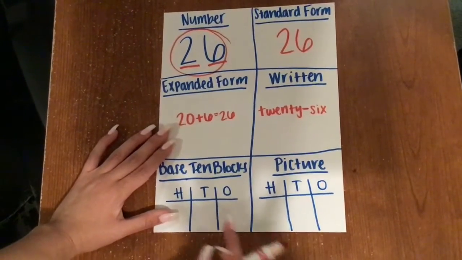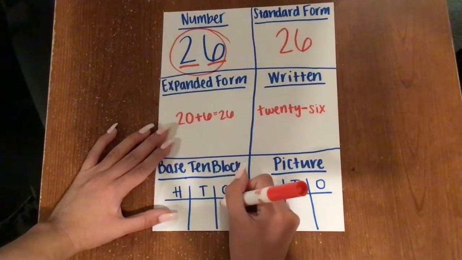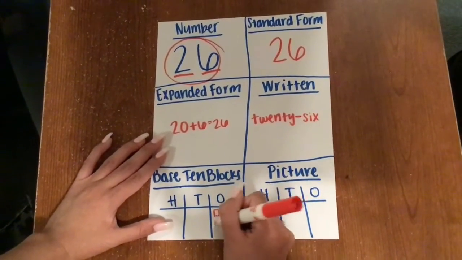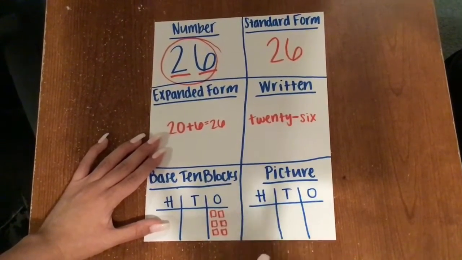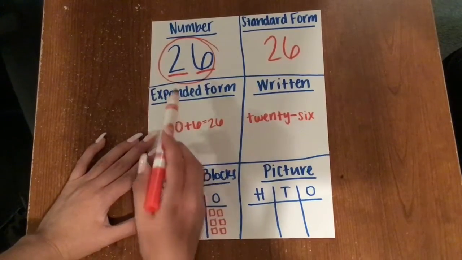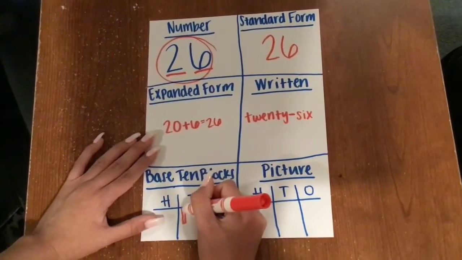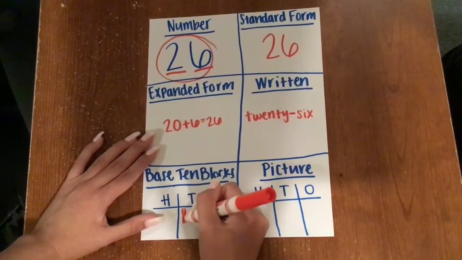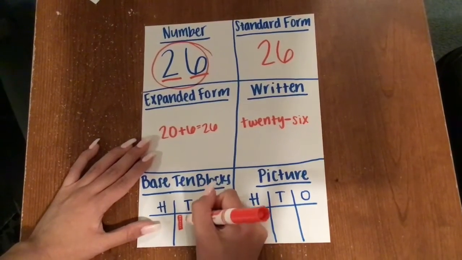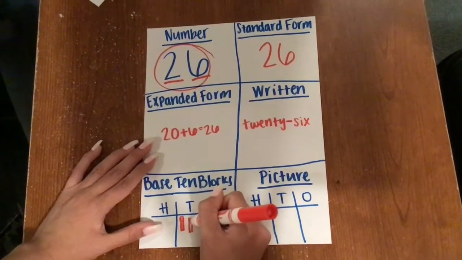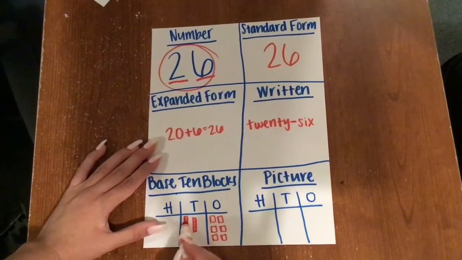Now base 10 blocks, how many ones does this number have? 6. So we're going to draw 1, 2, 3, 4, 5, 6. How many tens does this number have? It has 2. So you're going to draw like this, and it has to have 10 little blocks because one of these has 10 ones. So we're going to draw 2 of those. When you draw them, make sure there's 10 ones in each one.